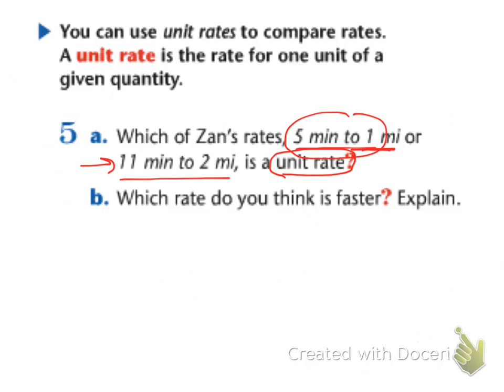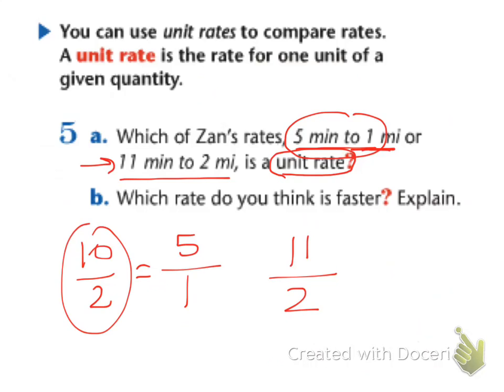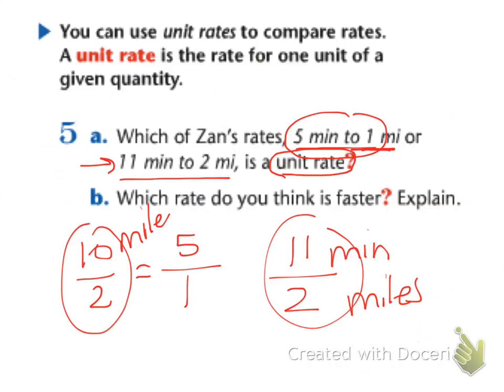B, which rate do you think is faster? Well, let's write them down as fractions. 5 minutes to 1 mile or 11 minutes to 2 miles. So if you look at these, are they equal? If you want, you can make this into an equivalent fraction. So now you're comparing 10 minutes to 2 miles or 11 minutes to 2 miles. Now be careful. Which one is faster?